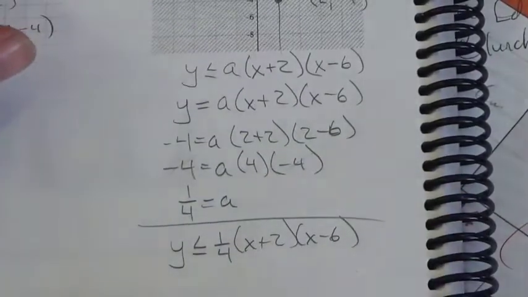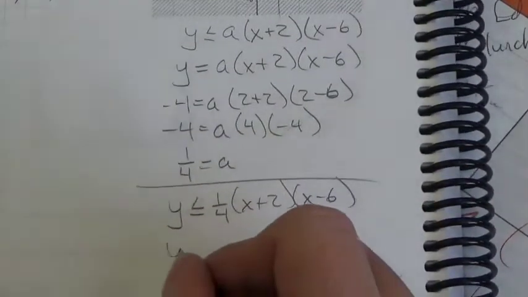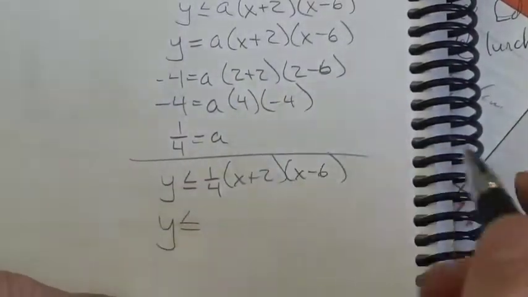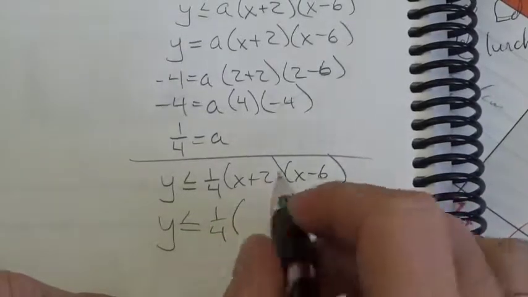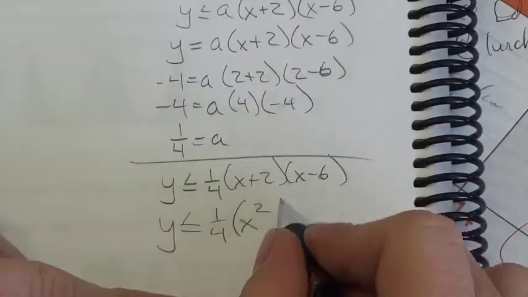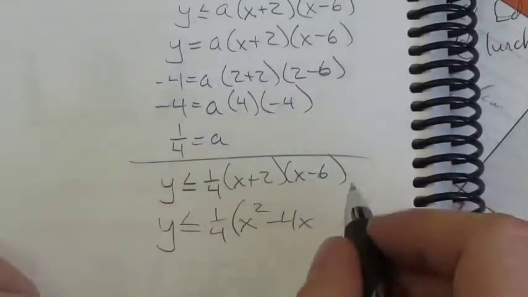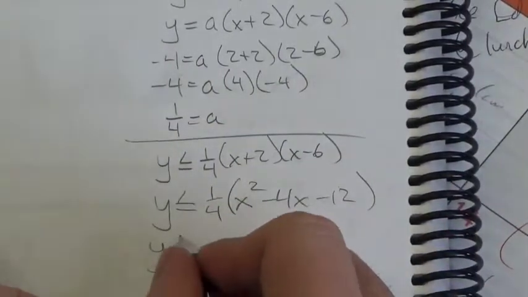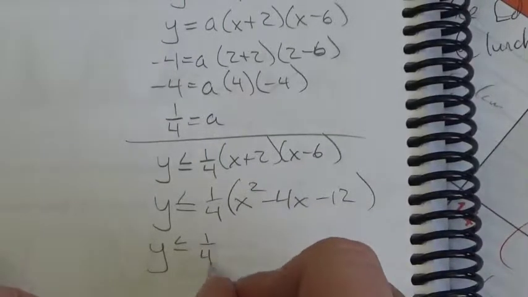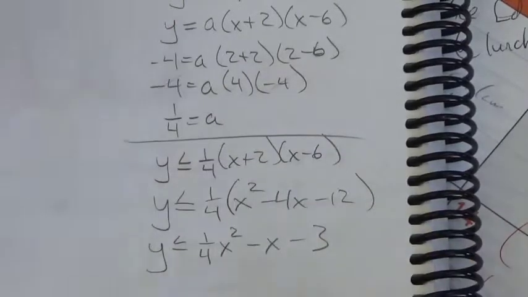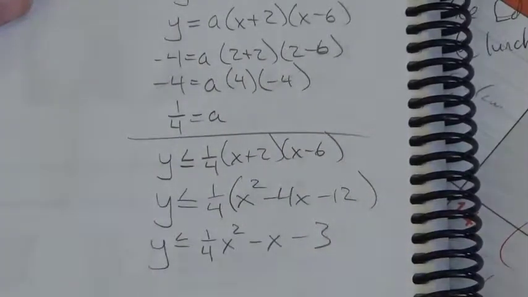Wonderful. Now that's not the final answer though, because the question told me to write this in standard form. So I've got to expand that out. So y is less than or equal to, let's leave the 1/4 out for a second, this will become x squared minus 6x plus 2x, so minus 4x, minus 12. Now, to finish that off, you might write that as y is less than or equal to 1/4 x squared minus x minus 3. Okay, and there we go.